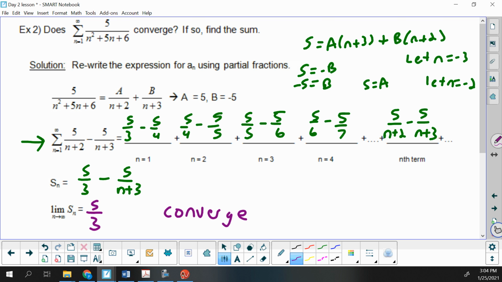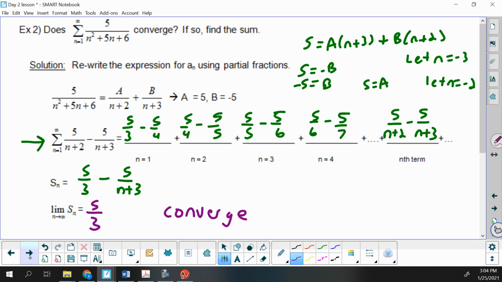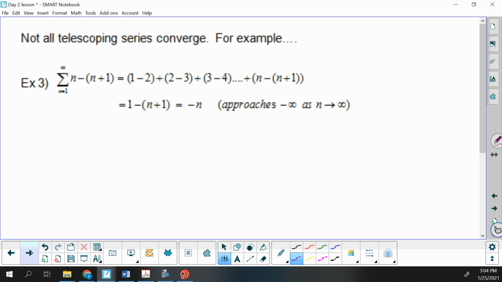And I guess I didn't specify here, but this does converge as well because it is going to 1. Now, not all your telescoping series will converge. Say we had n minus n plus 1, so no fractions here. When we fill in numbers, notice the negative 2 and 2 are going away, negative 3 and 3, negative 4 and 4, and so on.